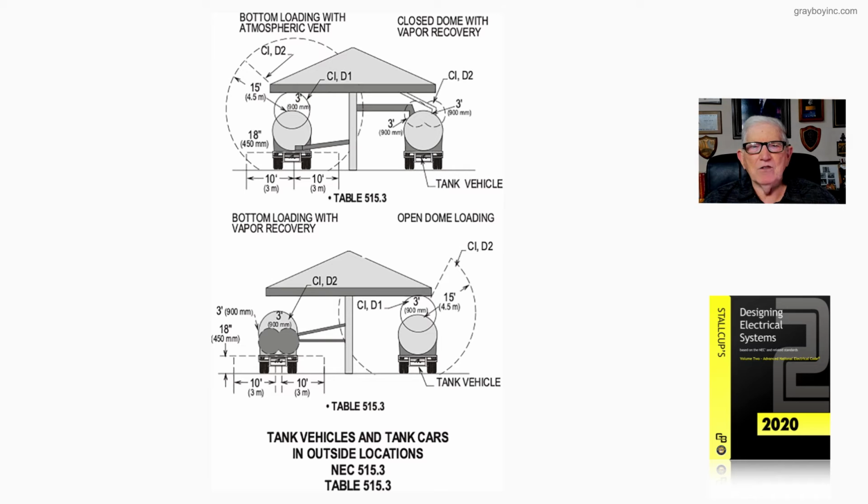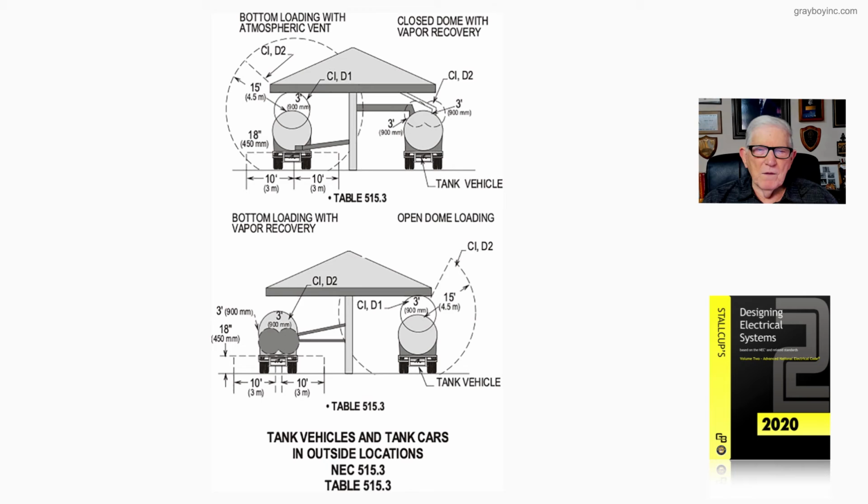Then 18 inches above grade below the car tank, vehicle tank. Then notice it's 10 foot from the center in any direction up to 18 inches would be a Class 1 Division 2 area. Now moving to the right, we have a closed dome, with vapor recovery. It's a Class 1 Division 2 area, period, as you see in the illustration, with no classification at the grade level below the tank car or truck or whatever you want to call it.